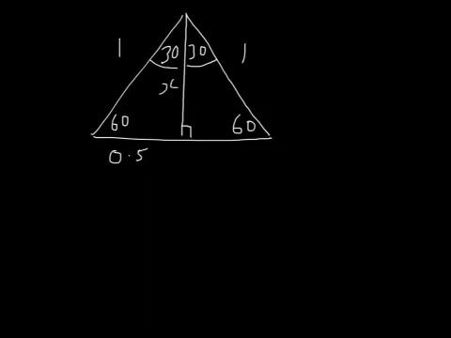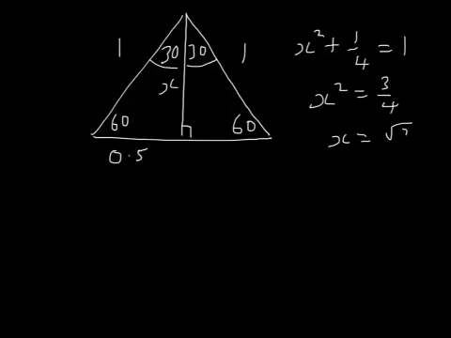What about this length here? Well, Pythagoras says x squared plus a half squared, which is a quarter, equals 1. So x squared must be 3/4. So x is the square root of 3/4, which is the square root of 3 over 2. Now let's consider this triangle here, just that triangle there, and think about normal trigonometry.